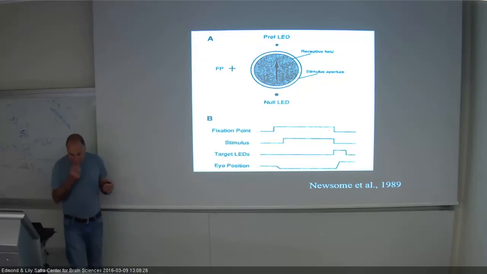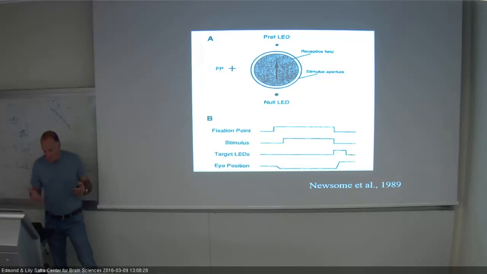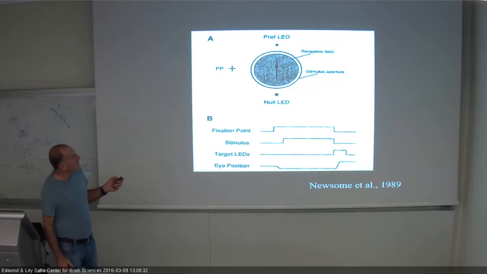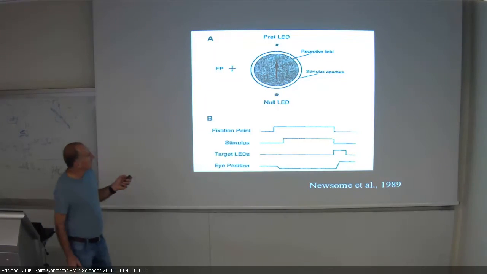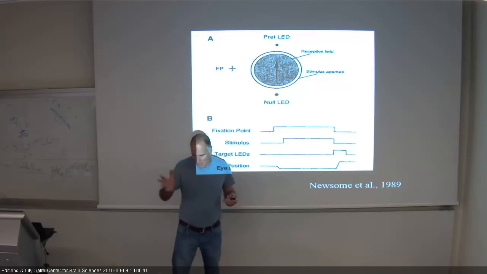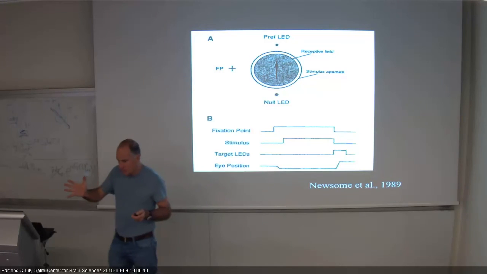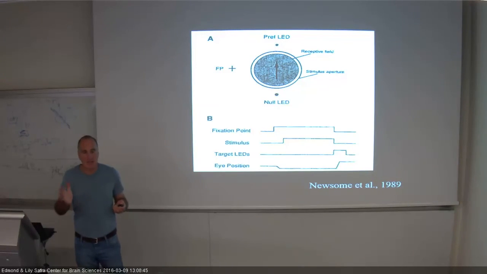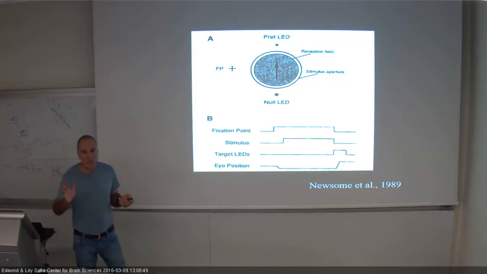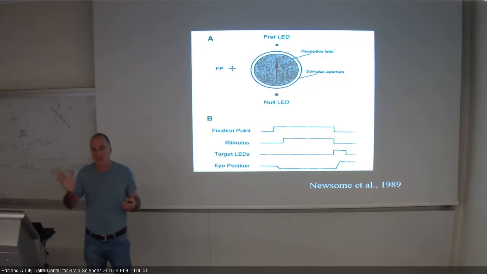Basically, I have a demo of that, but we'll skip that just for lack of time, I think it's quite understood. What Newsome and colleagues did, the question they had in mind was, let's compare the performance of single neurons to that of a monkey. So they take a monkey and train him on a task in which he has to detect and tell us which is the direction of motion.